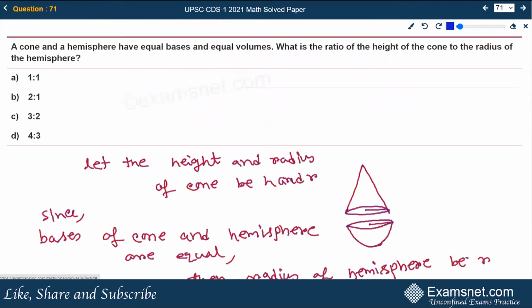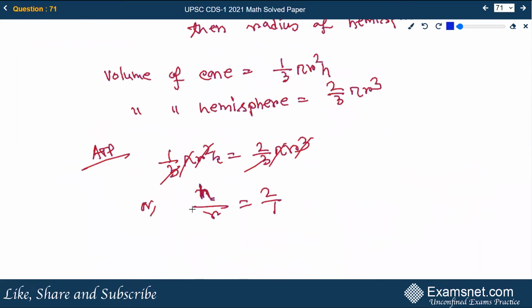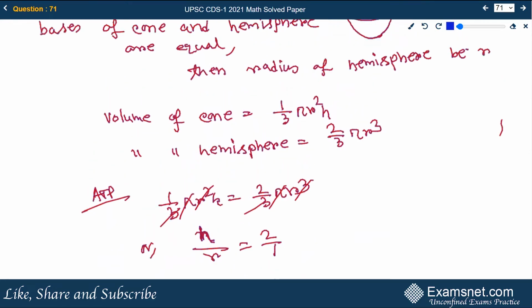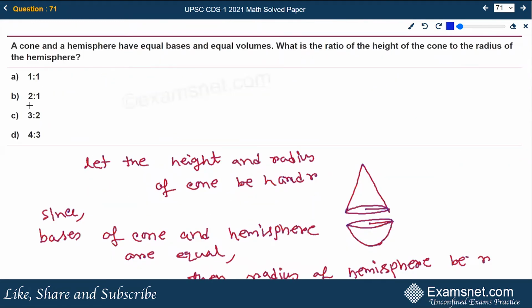We are asked to find the ratio of the height of the cone to the radius of the hemisphere. Yes, the ratio of height to the radius is 2:1. So here the answer is 2:1. Option B is the correct answer here.